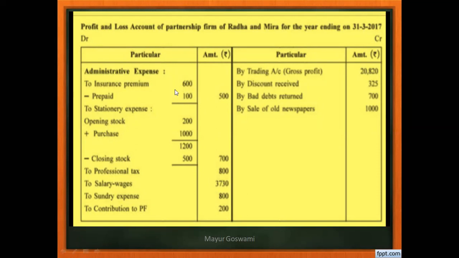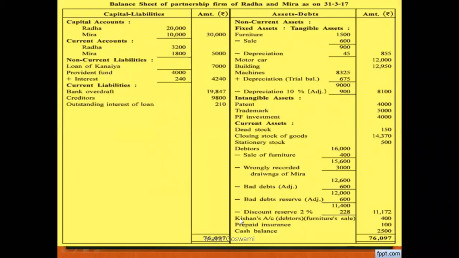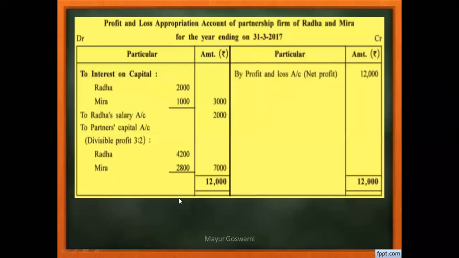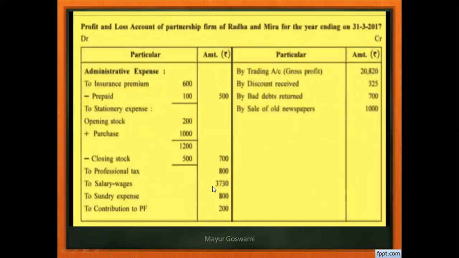Second effect of this prepaid insurance premium on the asset side, write down prepaid insurance rupees 100, right? Then after salary and wages is given, come to the P&L debit side to salary and wages. No adjustment, in the outer column 3730.